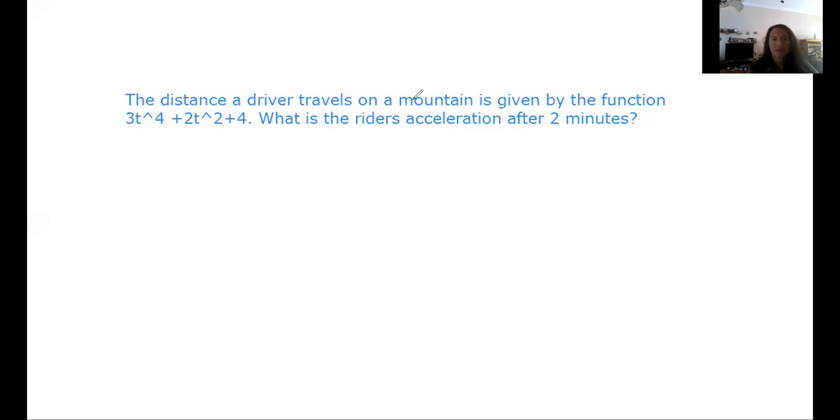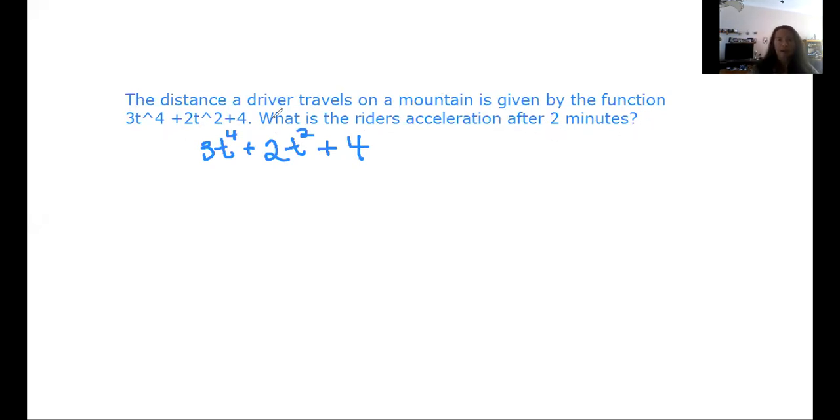All right, so we have this question. The distance a driver travels on a mountain is given by the function 3t to the fourth. So I'm going to rewrite it here: 3t to the fourth plus 2t squared plus 4. What is the acceleration after 2 minutes?